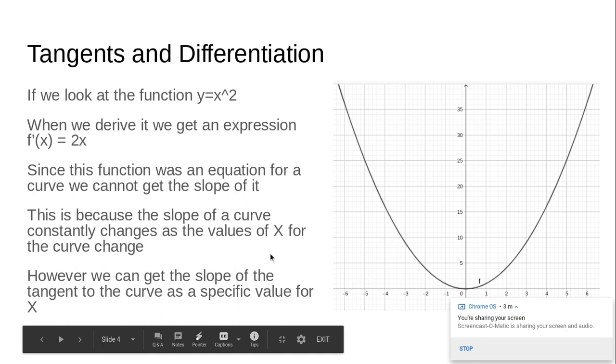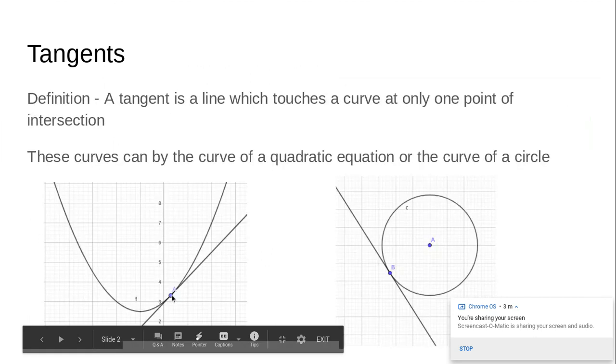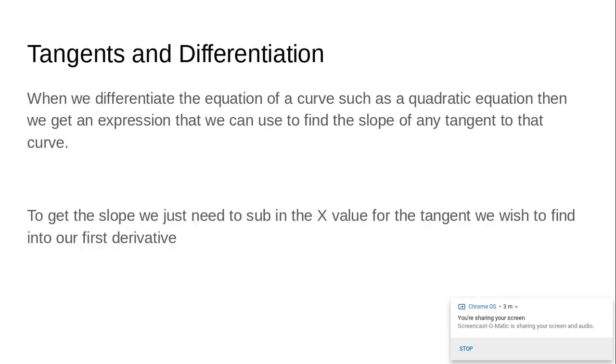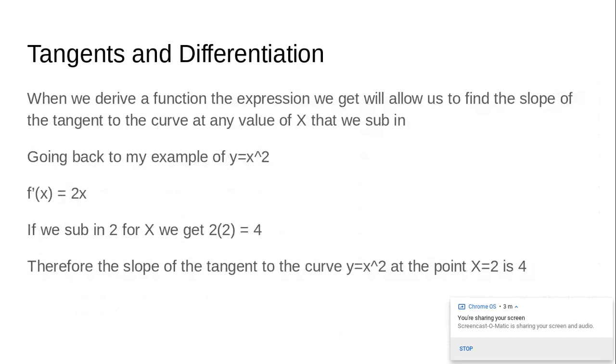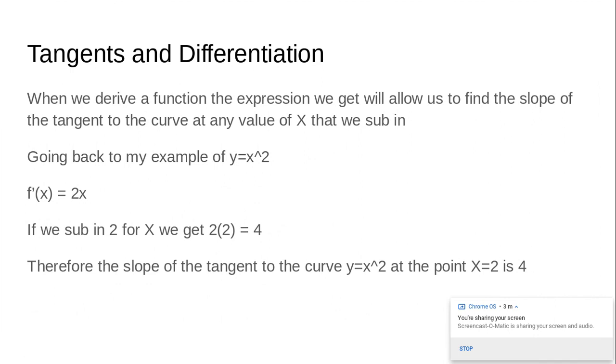However, we can get the slope of a tangent to a curve at a specific value. Remember I said tangents to a curve are at a specific point. So when we derive a function, the expression we get will allow us to find the slope of a tangent to a curve at any value of x we sub in. And that's what our first derivative is. It is a general expression for the slope of the tangent to the curve.